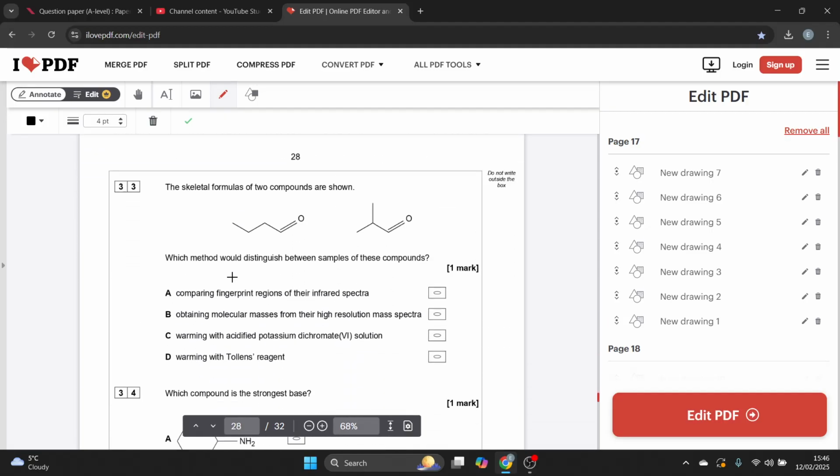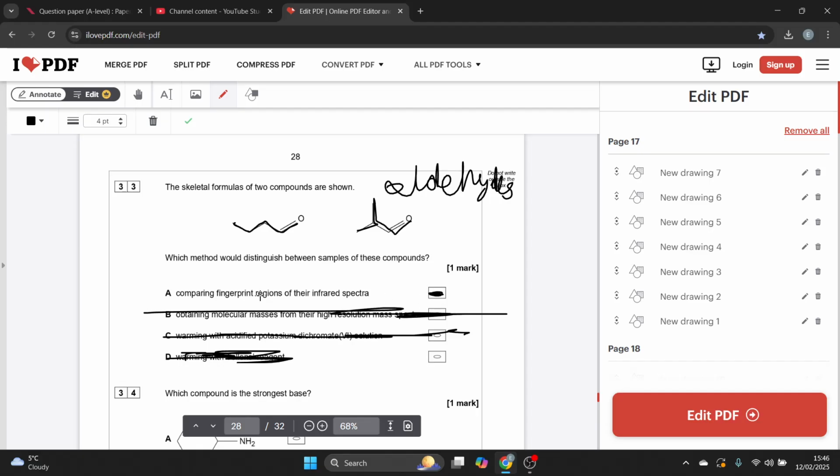Question 33. The skeletal formulas of 2 compounds are shown. Which method will distinguish between samples of these compounds? Now, got 1, 2, 3, 4. 1, 2, 3, 4. And they both got a double bond O. So warming with Tollens' reagent definitely won't distinguish, because both of these are aldehydes, right? So if I use Tollens' reagent, they're both going to give the same silver mirror. Warming acidified potassium dichromate, no. Obtaining molecular masses from high resolution mass spectra, they've got the same Mr or very similar Mr. Comparing the fingerprint regions of the infrared spectrum.